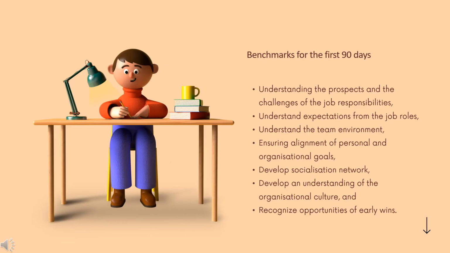Watkins, in his study in the year 2003, proposed that there are 7 primary benchmarks that the new employees need to fulfill in the first 90 days from joining the organization. These include understanding the prospects and the challenges of the job responsibilities, understanding expectations from the job roles, understanding the team environment, ensuring alignment of personal and organizational goals, developing a socialization network, developing an understanding of the organizational culture, and recognizing opportunities of early win. So, onboarding programs should include components and cues that will help employees fulfill these benchmarks in the first 90 days.